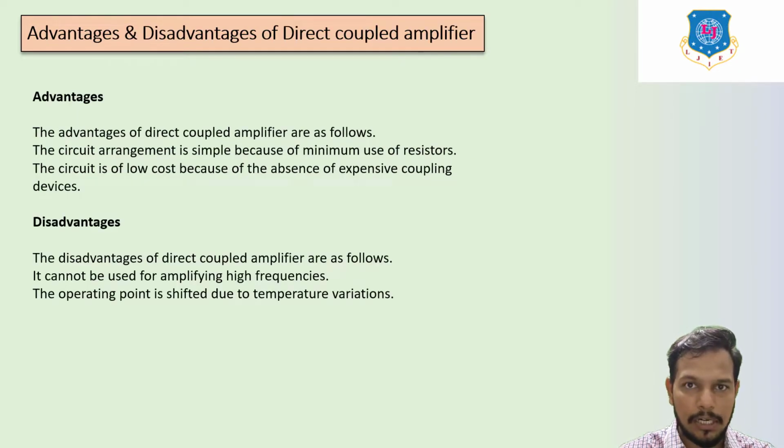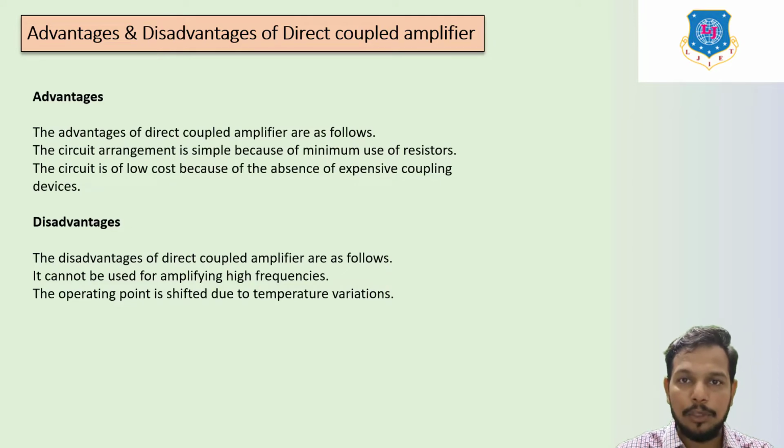Now, advantages and disadvantages of the direct coupled amplifier. The circuit arrangement is simple because of minimum use of resistors. The circuit is low cost because of the absence of expensive coupling devices. Cons: it cannot be used for amplifying high frequencies. The operating point is shifted due to temperature variations.